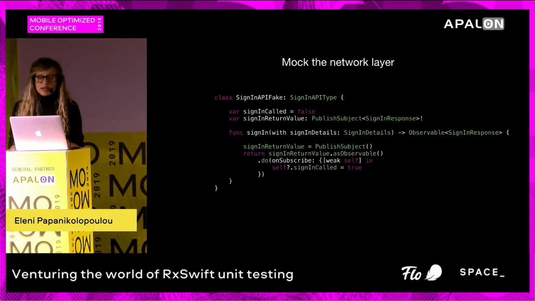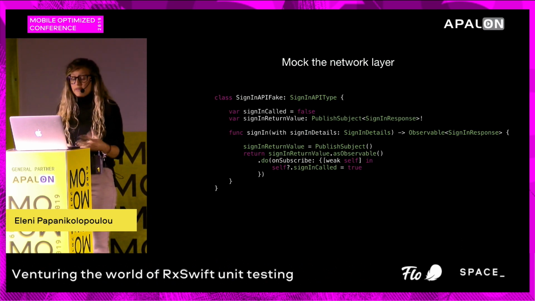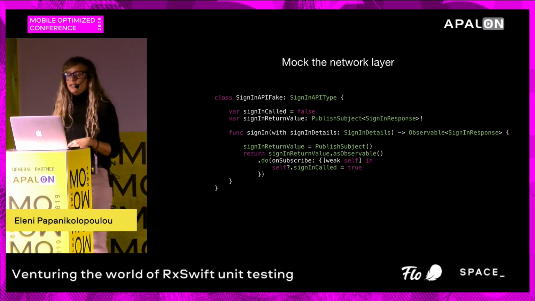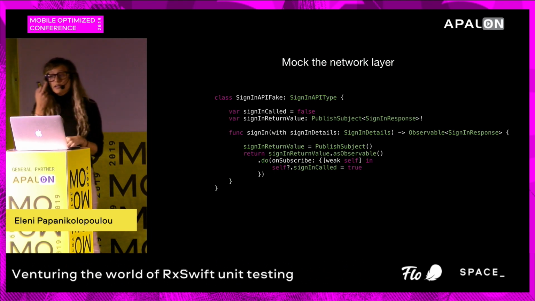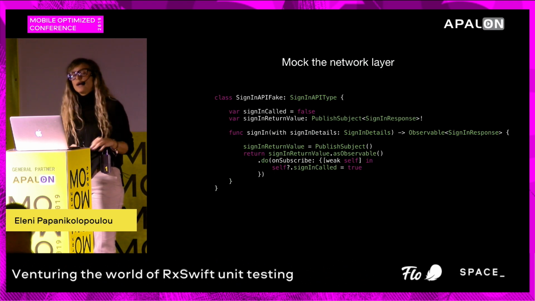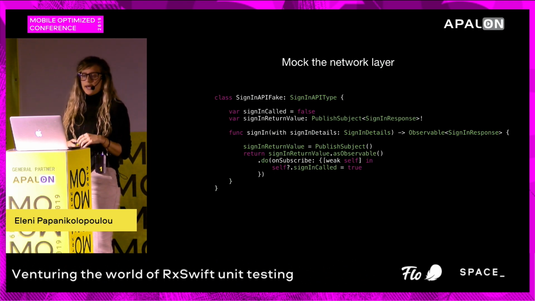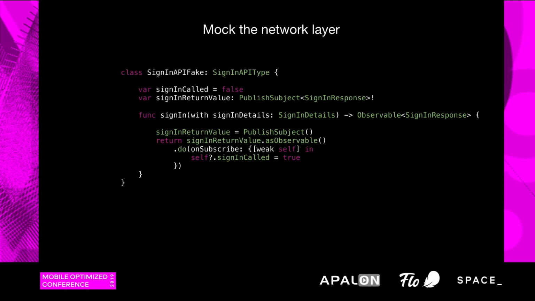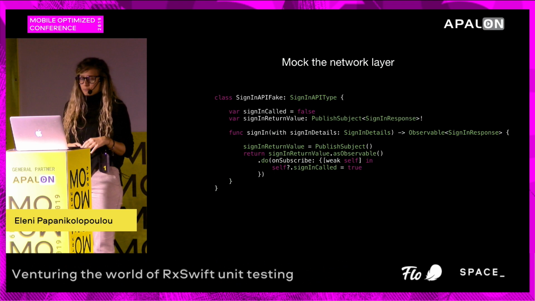And it has the same method signature, the sign-in. It also has a Boolean value, sign-in called, which gets a true value once we subscribe to the sign-in observable. And it also has a sign-in return value, which is a public subject with a sign-in response, which we will use afterwards in order to be able to mock the return of the request from the server.